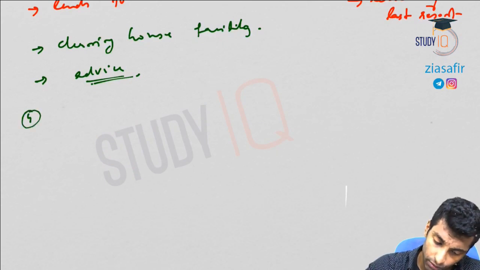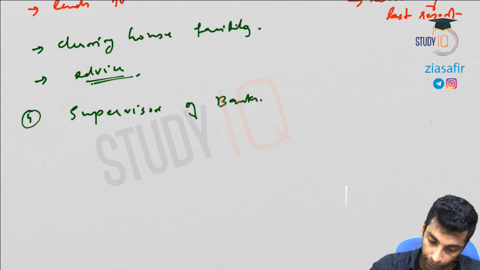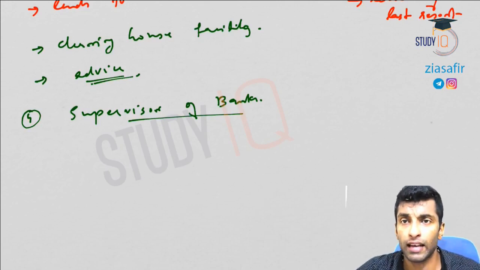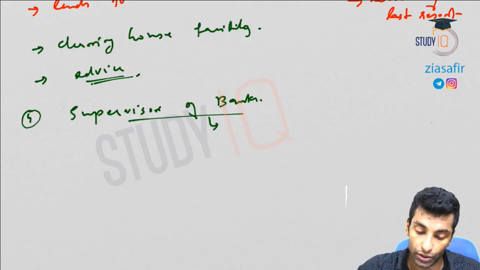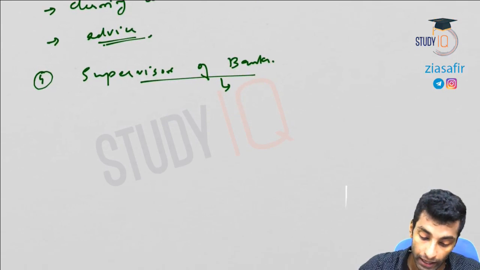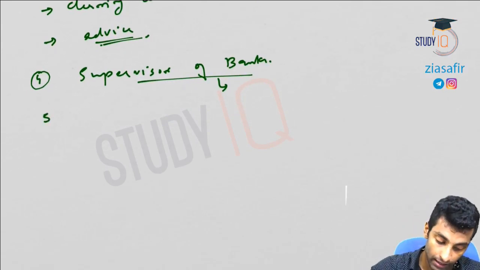And next is one of the most important functions, supervisor of banks. So RBI regulates all the banks and partially or wholly almost all the financial institutions. Okay, so RBI is the regulator of the banks and most of the financial institutions. So in that way, RBI functions as the supervisor of banks.